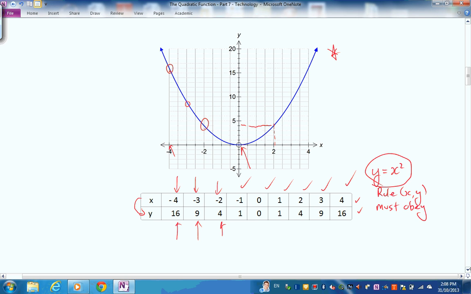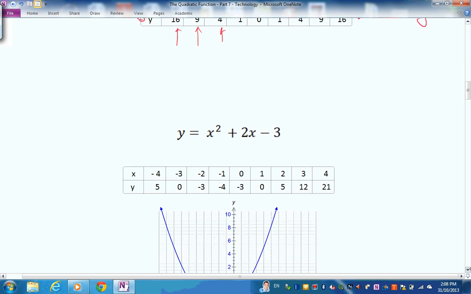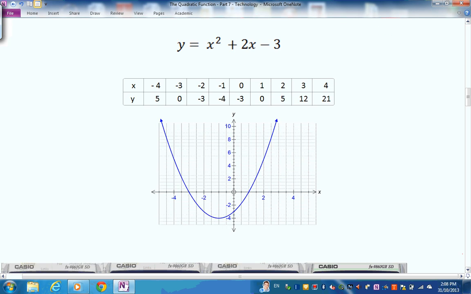Okay, let's have a look at that in action down here. Let's go back to this function. We've investigated this quite a bit: y equals x squared plus 2x take 3. Let's go and put negative 4 in. Negative 4 squared will be 16, plus 2 by negative 4 is negative 8. 16 take 8 is 8. Take 3, got it, 5. Do it for negative 3, put it in there for x, and we come up with 0.